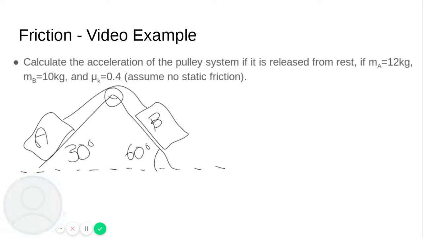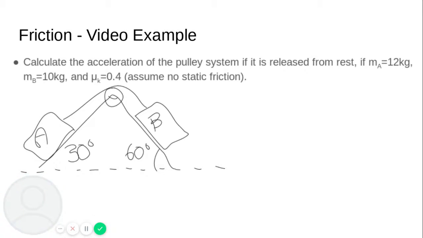So for a video example, we have a pulley system that we want to calculate the acceleration of if it is released from rest. So you can see there are two blocks there, block A, block B. My apologies, it's not drawn terribly well, but it's what we have to work with. And block A is on a 30-degree incline, block B is on a 60-degree incline. The mass of A is 12 kilograms, mass of B is 10 kilograms, and the coefficient of kinetic friction for both A and B on the surface is 0.4.